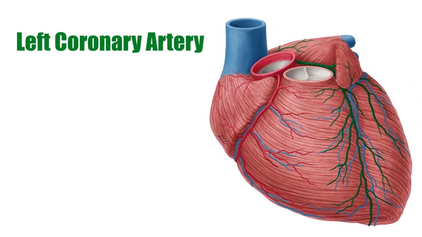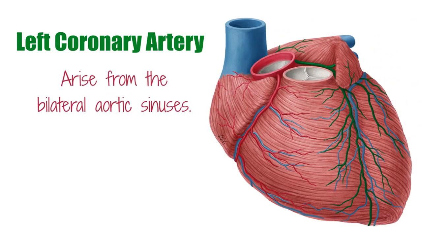The left coronary artery, along with the right, arises from the bilateral aortic sinuses, which are situated just distal to the aortic valve and runs between the left atrium and the trunk of the pulmonary artery.